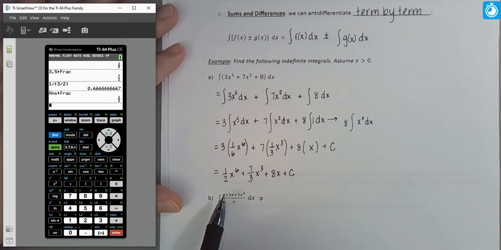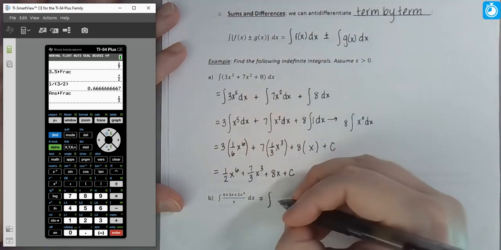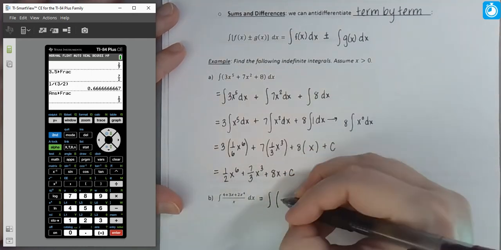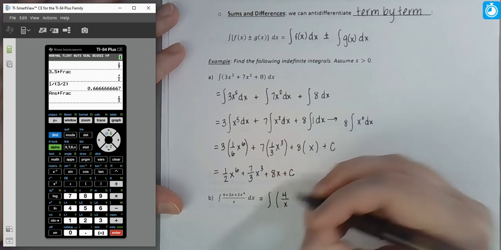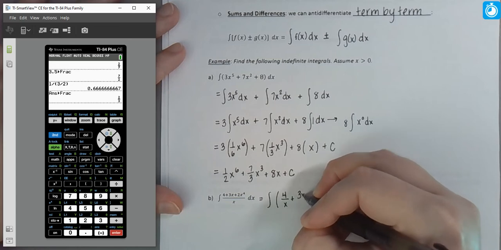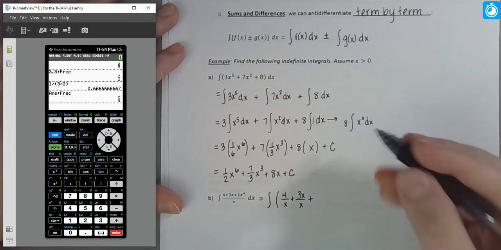But what we do know is that if we have addition or subtraction in the numerator divided by a single factor in the denominator, then we can split it up and just look at one fraction at a time. That's completely legal to do. So we're going to do that in this case to simplify everything so we can go term by term. So 4 over x, we have that, plus 3x over x, plus 2x to the 4th over x.